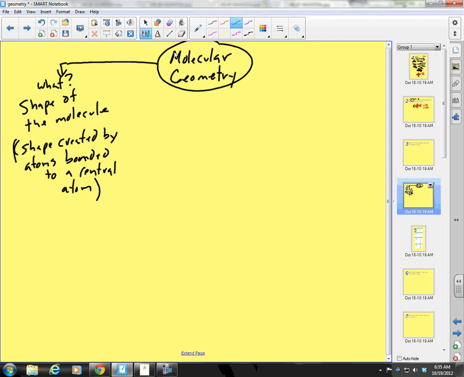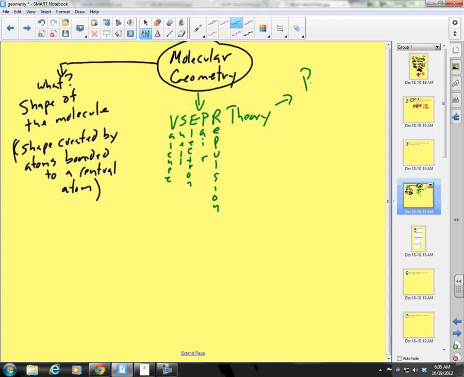Now, how are we going to do that? We are going to use something called VSEPR, valence shell electron pair repulsion theory. VSEPR, valence shell. So we're talking about the valence shell, electron pair. So we're talking about pairs of electrons. And what do they do? They repel each other. Repulsion theory. And this is what? We are going to predict molecular shape, molecular geometry.